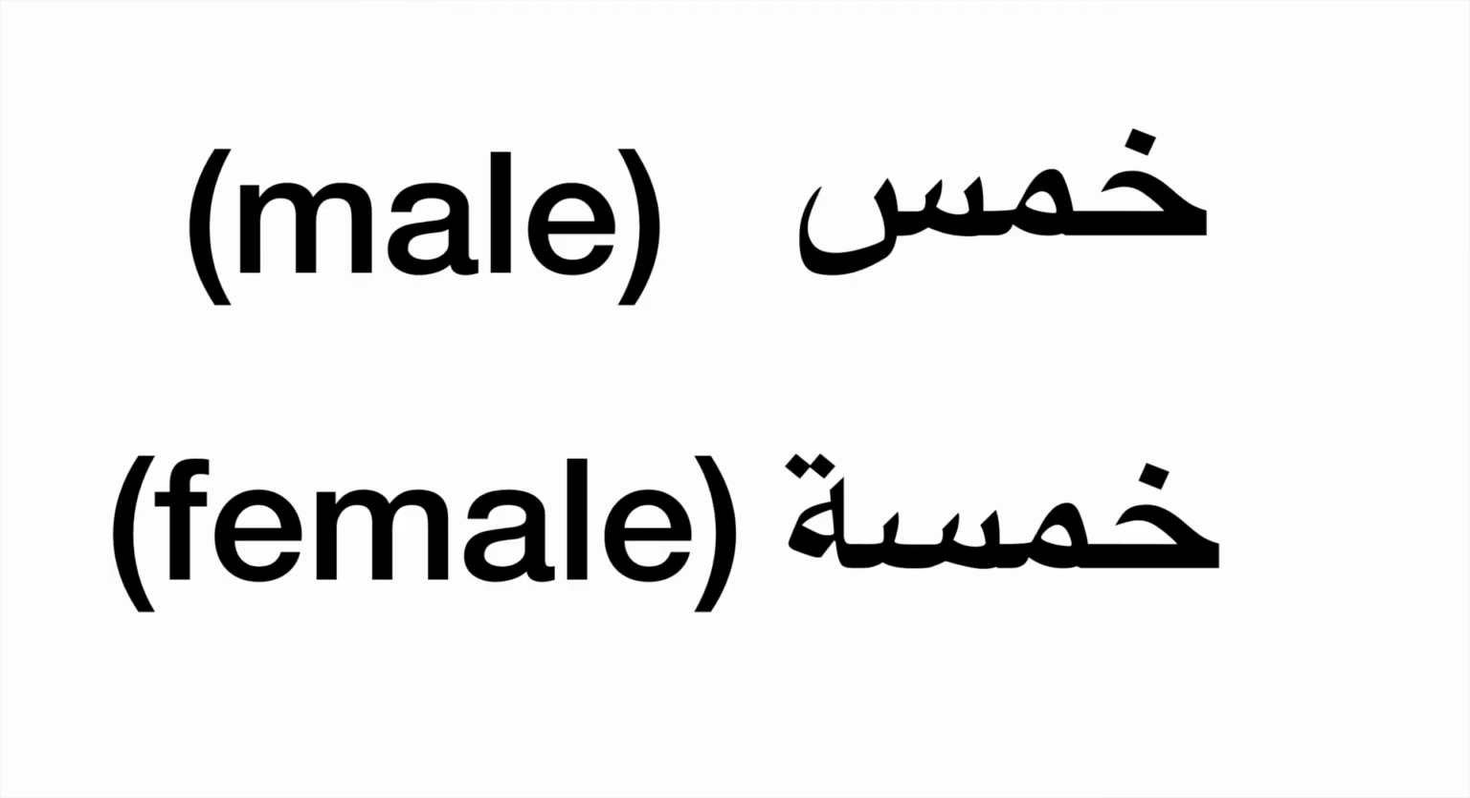In this video, I'm going to be talking about something I mentioned a lot in the previous videos. Numbers that have gender, that can be either male or female. Like the number 5. For example, it can be khams, male, and it can be khamsa, female. That doesn't apply to all numbers, of course.